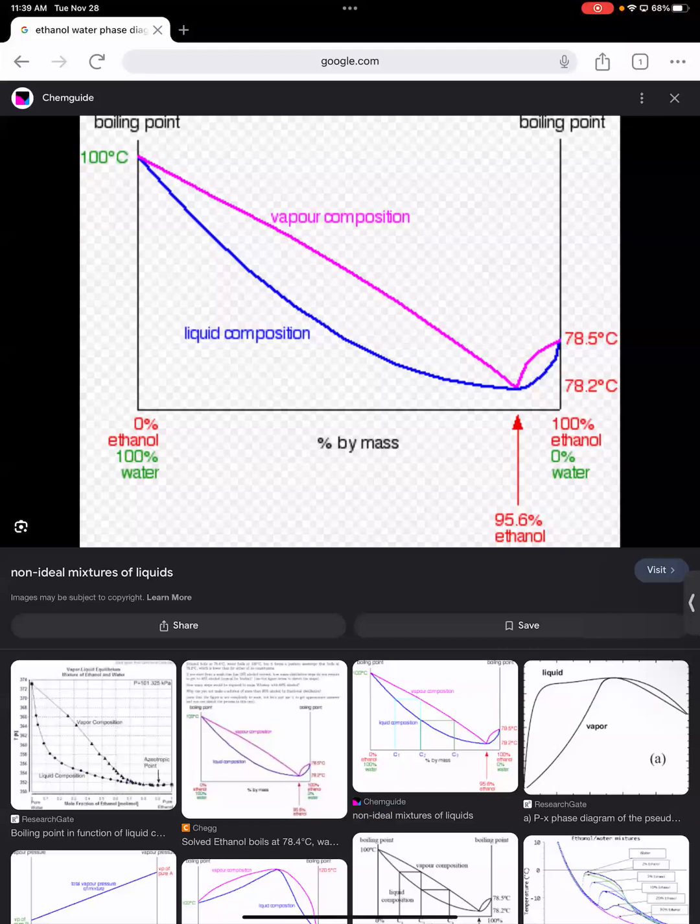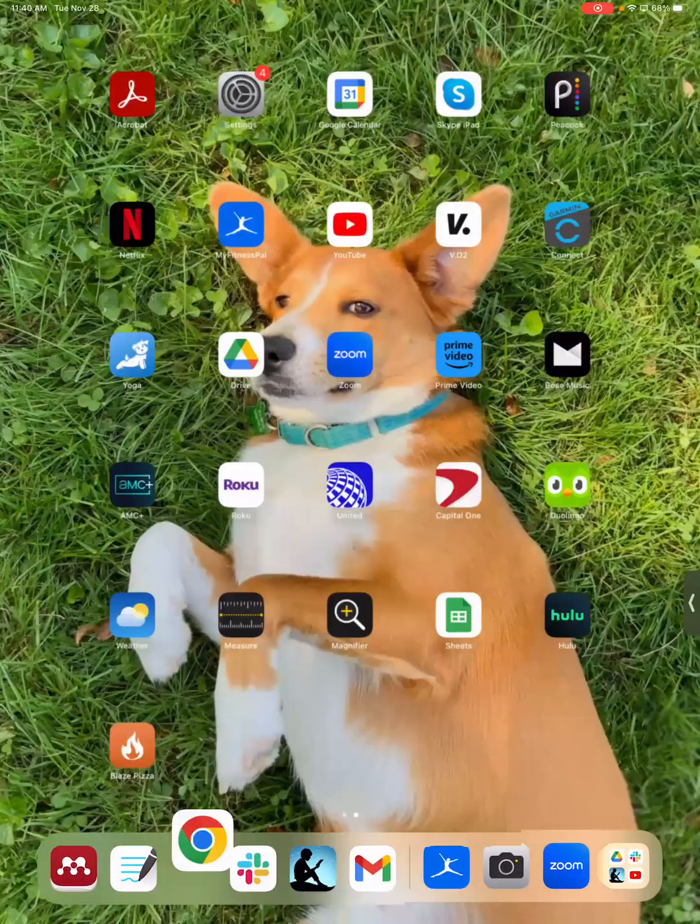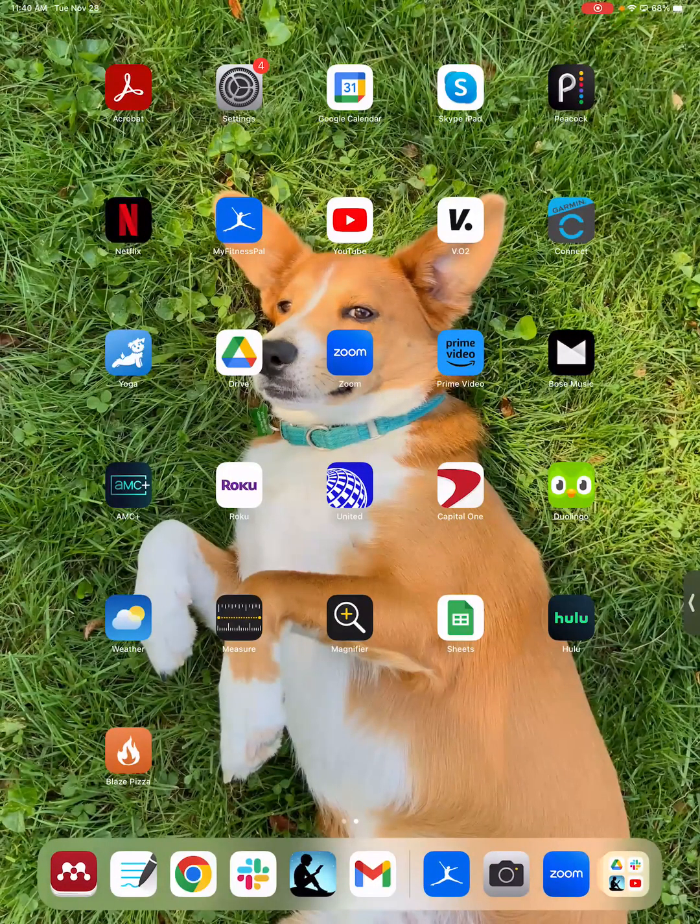Is that the eutectic one? Yeah, similar. So this is a fully mixable liquid. It's actually called the azeotropic point, but it's one of those funky points where funky things happen.